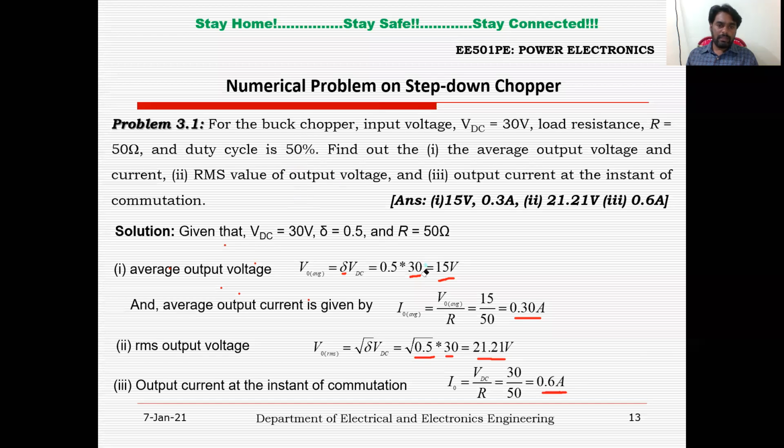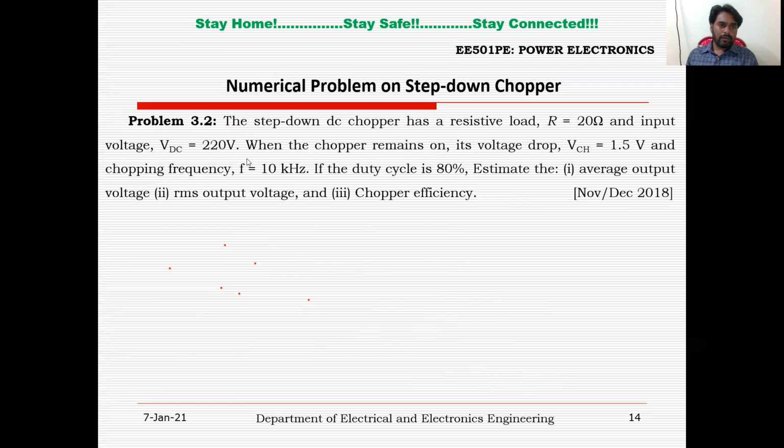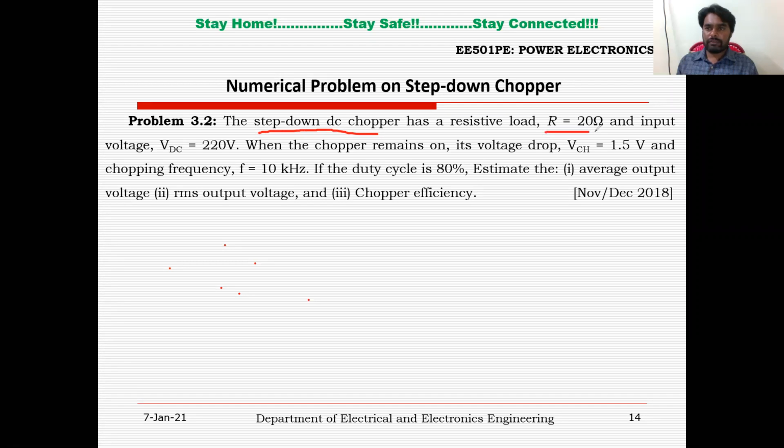So similarly, we'll solve one more problem. Right? This is the one more problem you can find. Now it is also a step-down chopper. He has given the load resistance of 20 ohm, input voltage as 220. When the chopper remains in on condition, the voltage across the chopper is 1.5 volts.